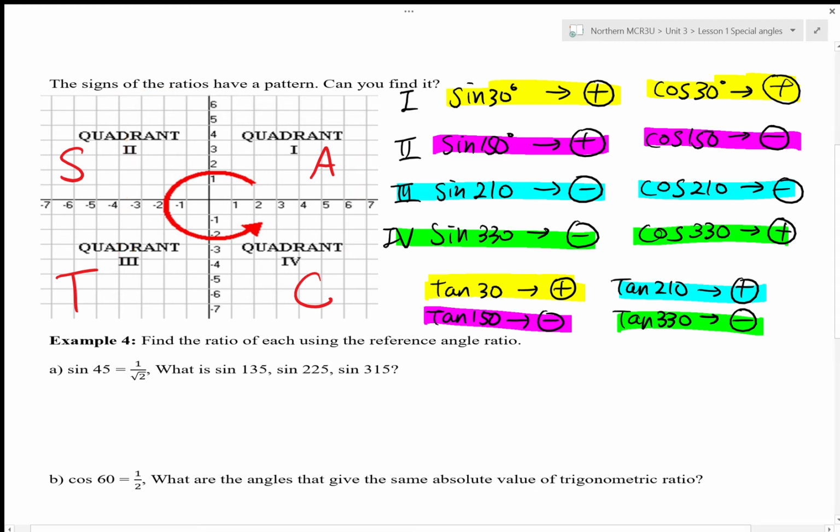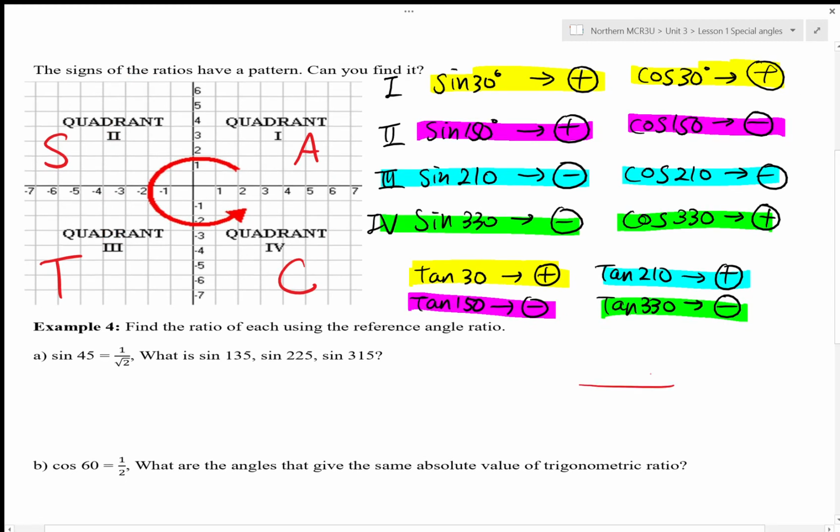Okay, so if you can remember that it is CAST, then this means that All means everything is positive. Sine is positive, tangent is positive, and then cosine is positive. So hopefully you remember this. This is one of the rules that you have to remember.